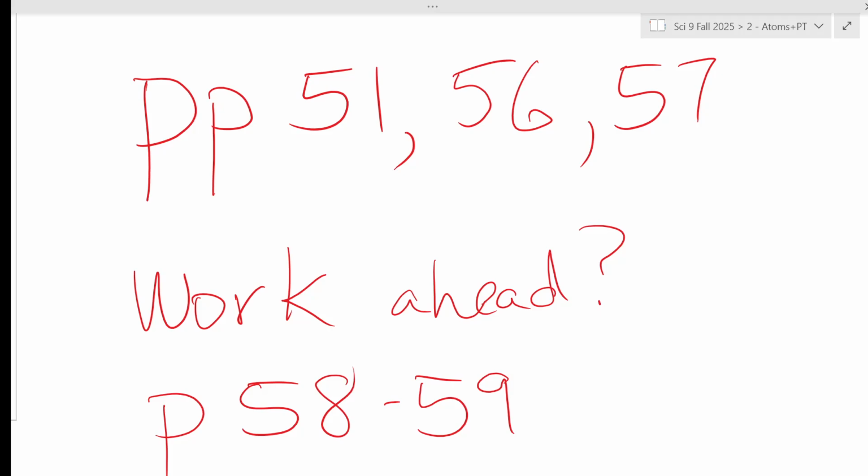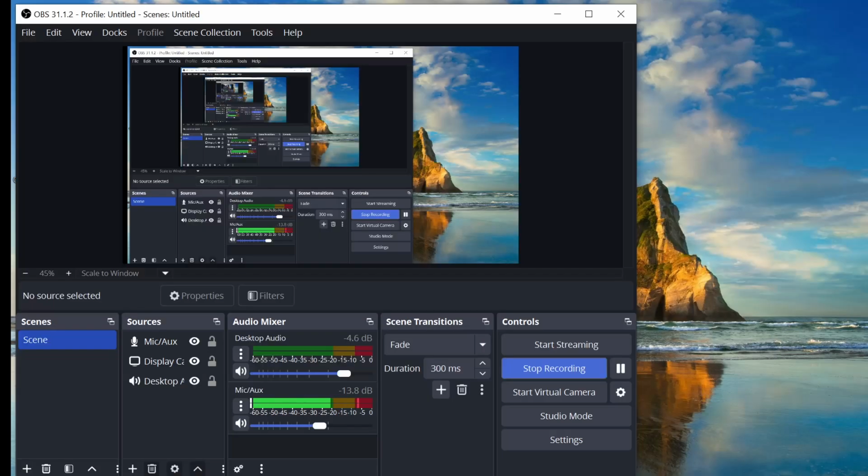I'm going to go over a little bit of page 57 with you. So if you're having trouble at all with page 57, I'm going to just do one or two of them with you. Okay? So we'll take a look.